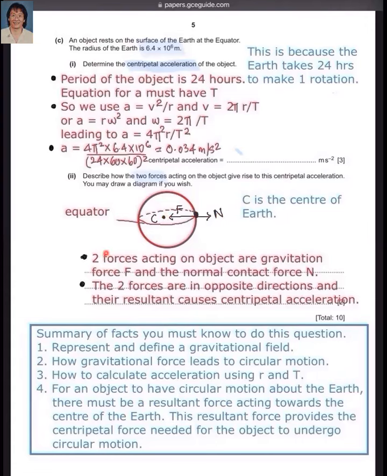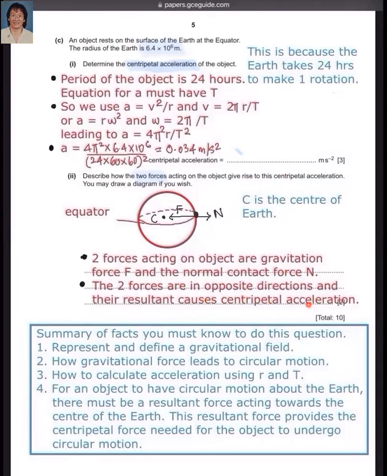So to get the 2 marks for this question, we say that the 2 forces acting on the object are gravitational force F and the normal contact force N. The 2 forces are in opposite directions, and the resultant of these 2 forces causes the centripetal acceleration.